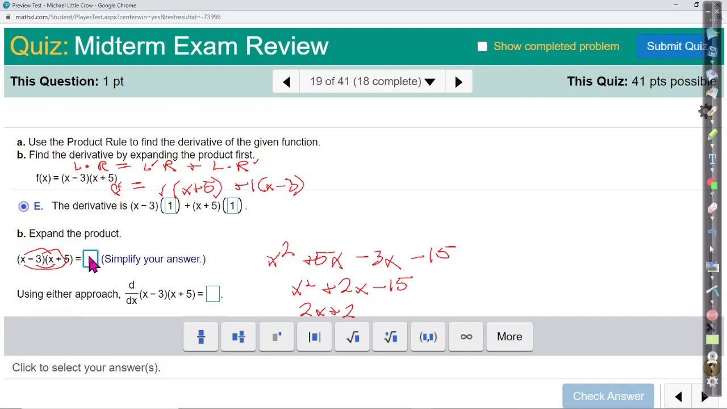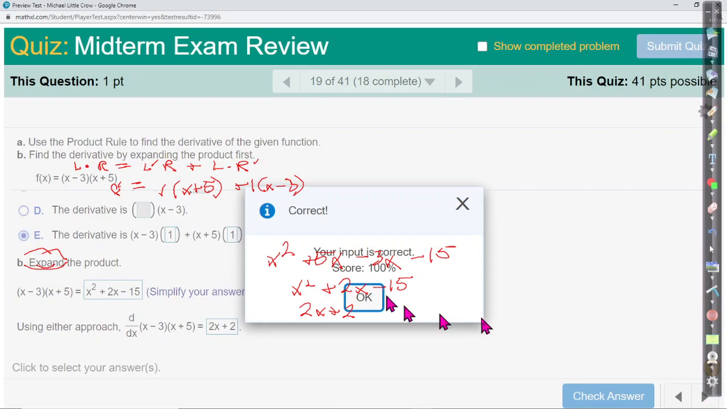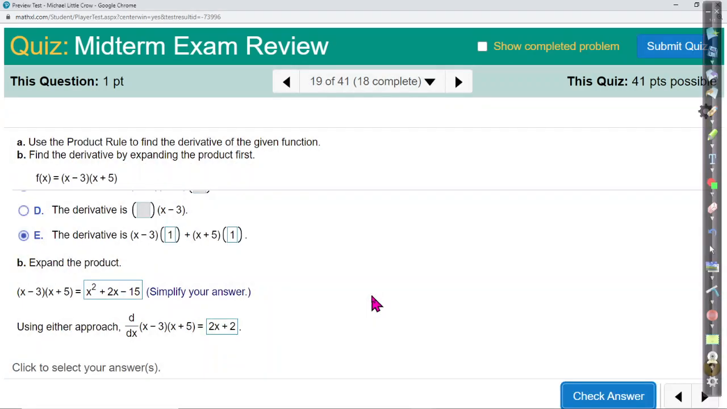But they don't want any calculus done here. They just want it foiled out. x squared plus 2x minus 15. And then doing either approach, we've got it up here already, 2x plus 2. Looks like it's going to work. Okay, so you can expand out there. 100% correct. So we're good. It's a nice little thing to do.